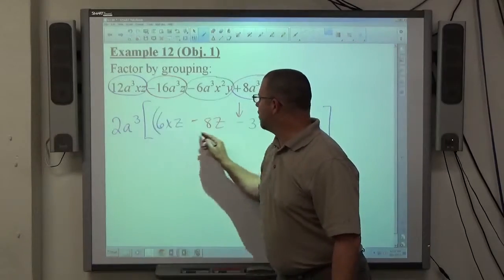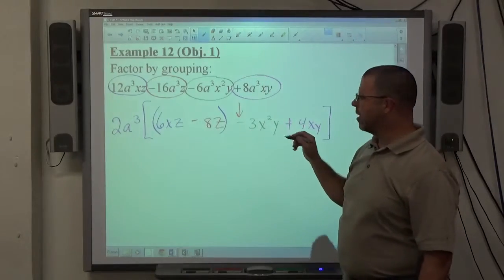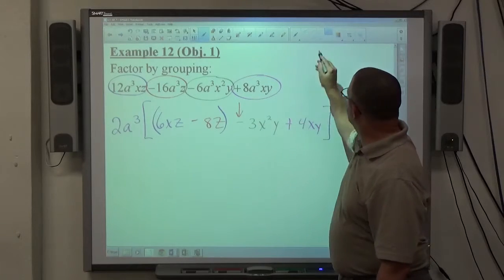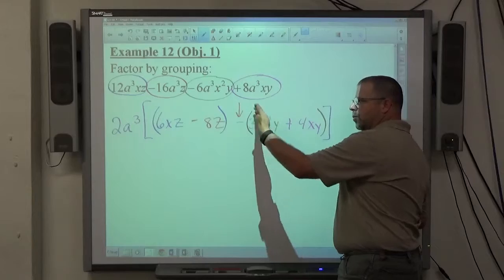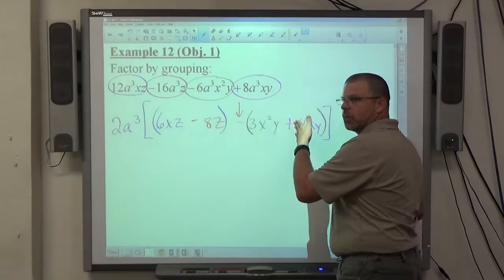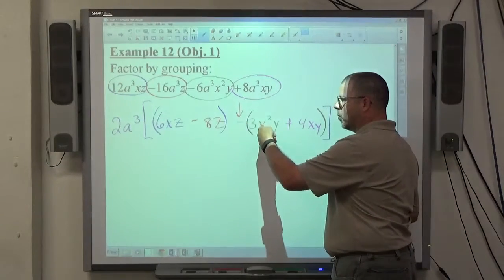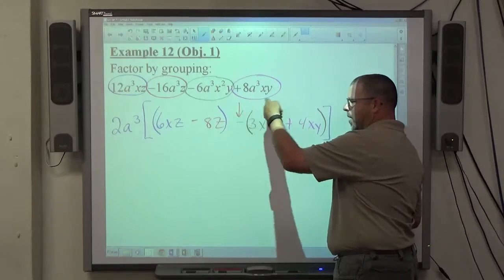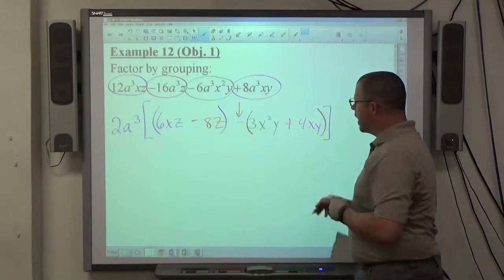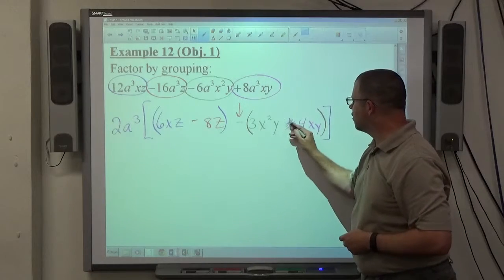If I group these, nothing weird. All right? If I group these together, though, this minus distributes. So what's in color there is what represents what was there, right? Minus 3x squared y. It's still minus 3x squared y. This says plus 4xy, but now it's minus 4xy. So what I have to do is I have to change this to a negative sign.